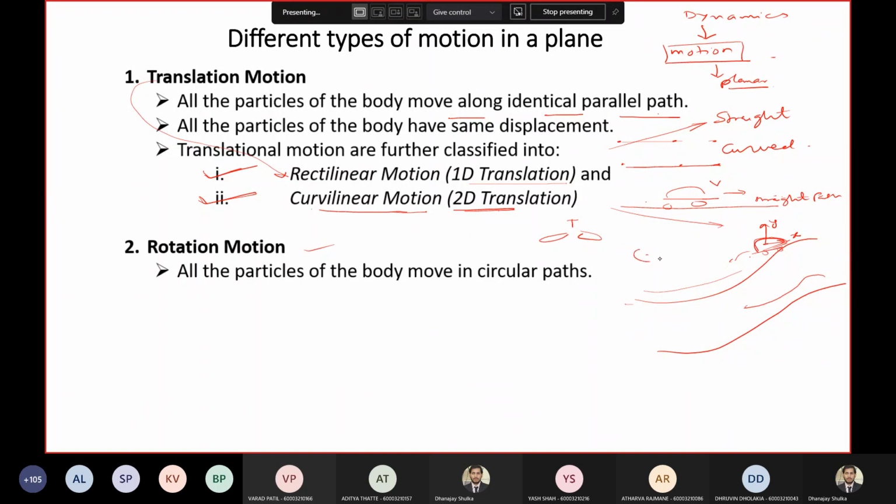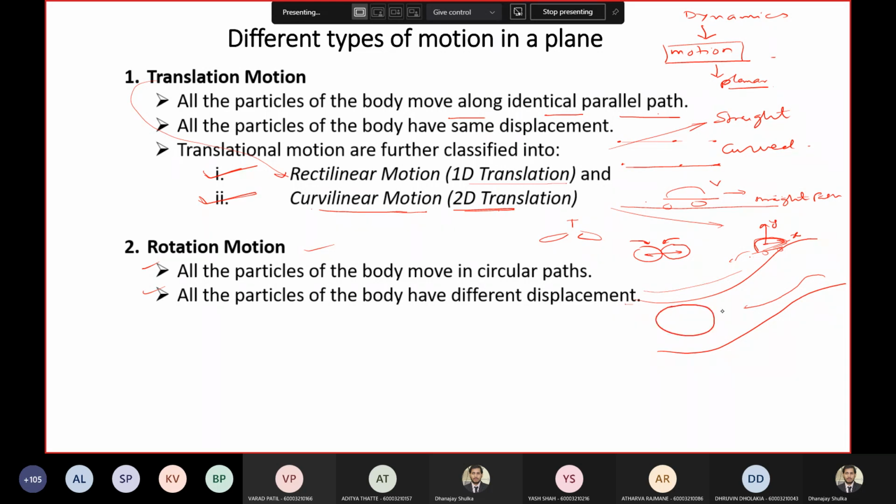If you know gears, you must have seen the gear system in a sugarcane machine. They are always in contact. They may be either external mesh or internal mesh. They are rotating. One is rotating like this, the other is rotating like this, opposite to that. That is rotation motion. So in rotation motion, all the particles of the body have different displacement. These are the characteristics of rotational motion, because here the shape and size come into the picture. Suppose one body is this big and another body is this big, then that will give a different scenario.